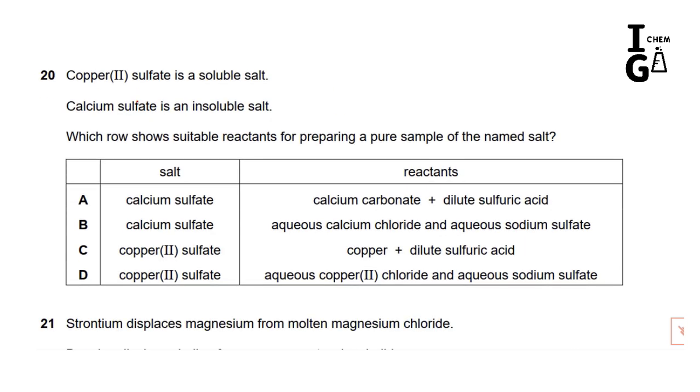Copper(II) sulfate is a soluble salt. Calcium sulfate is an insoluble salt. Which row shows suitable reactants for preparing a pure sample of the named salt?